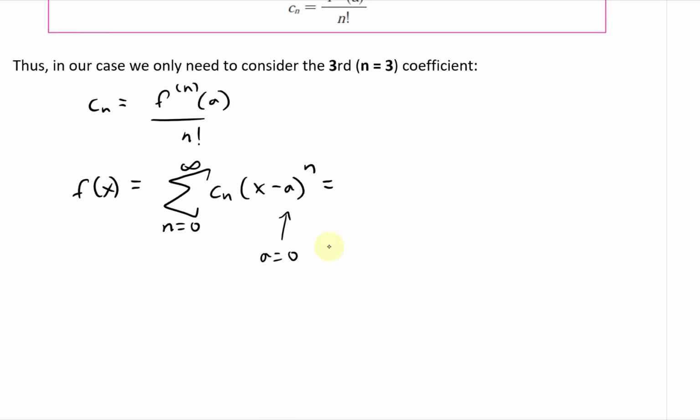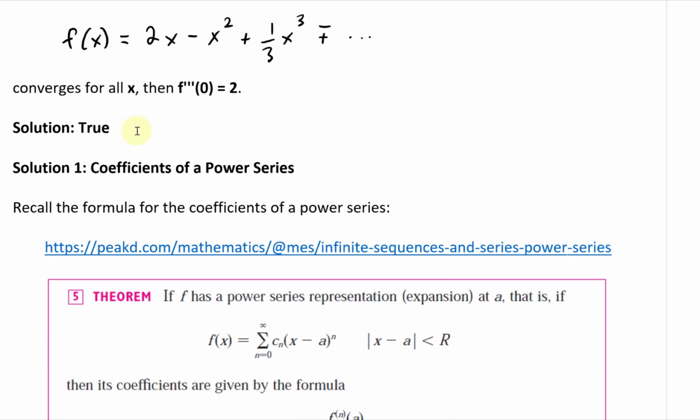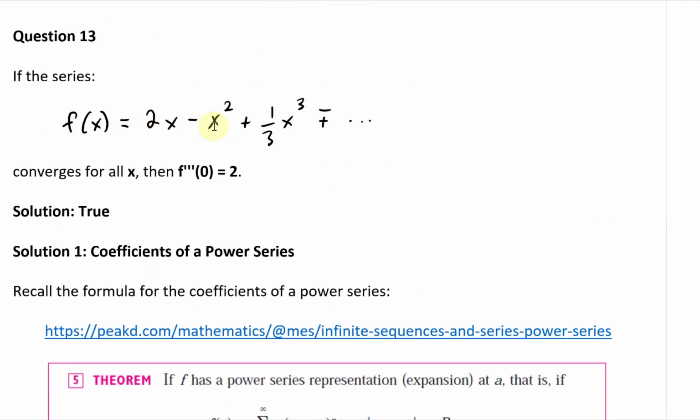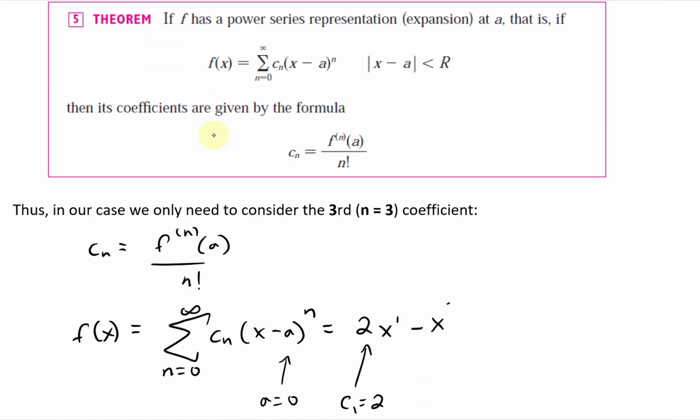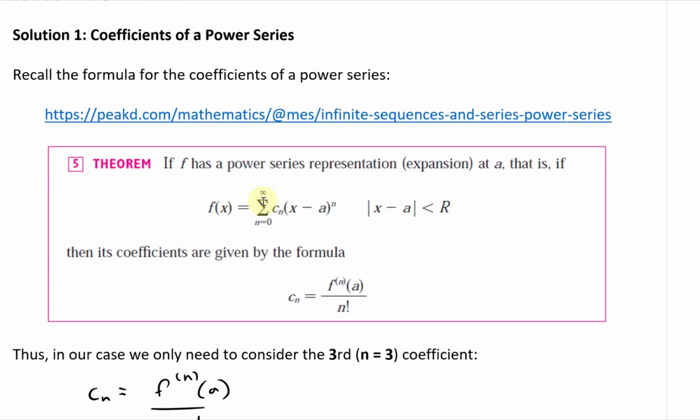So in our case, we have 2x, like that. And in this case, you can see there's a 0 there. For n equals 0, it just vanishes. So this would be power of 1. So this right here is our C1 equals 2. And then the next term is negative x squared. So this is going to be C2 equals negative 1. And the next one's going to be plus. Now we have a 1 over 3 x cubed.